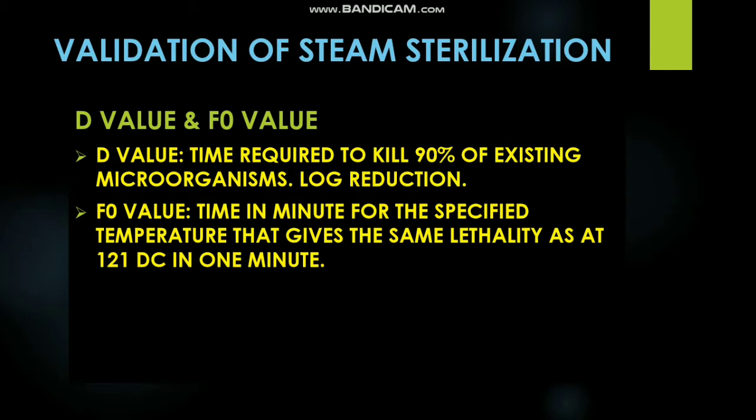If we have 1000 microorganisms and we want to measure the D value, then whatever time is required to reduce it from 1000 to 100, that is one log reduction. So that is called D value. Then comes F0 value: the time in minutes, for the specified temperature, that gives the same lethality as 121 degrees centigrade in 1 minute. So that is called F0 value.